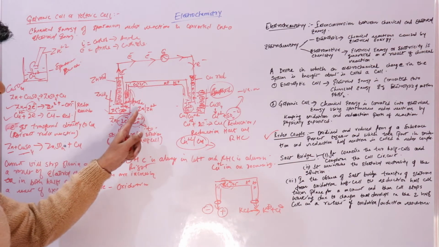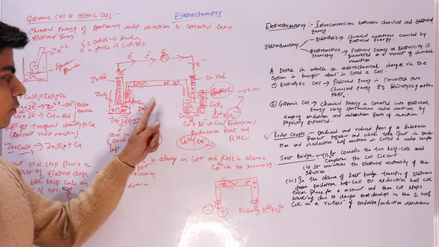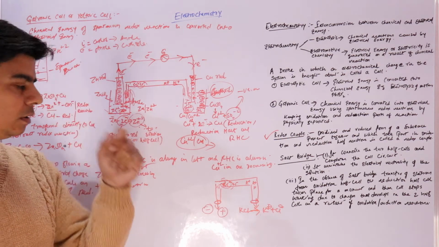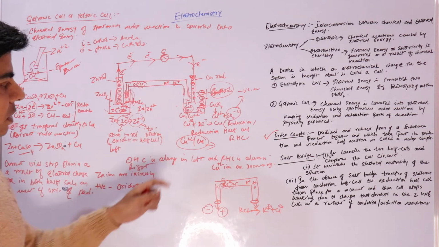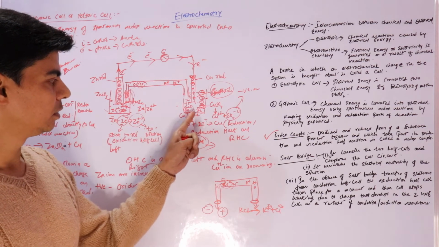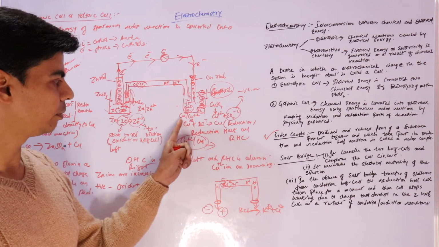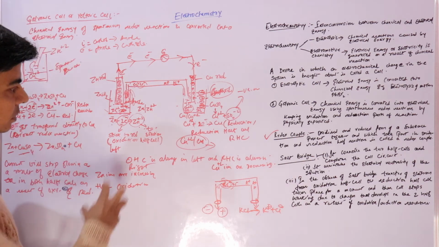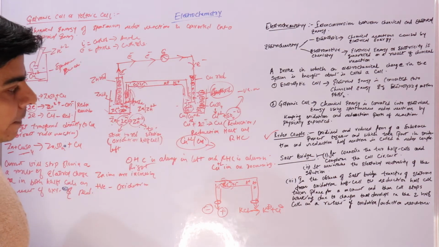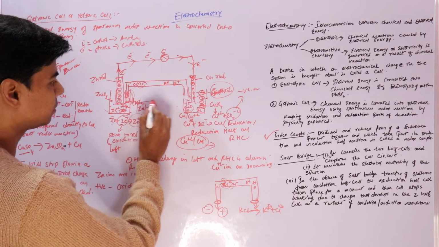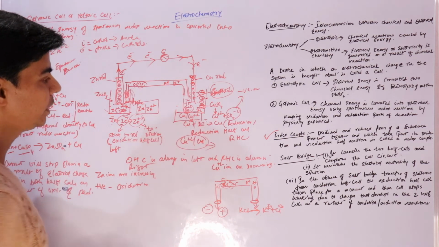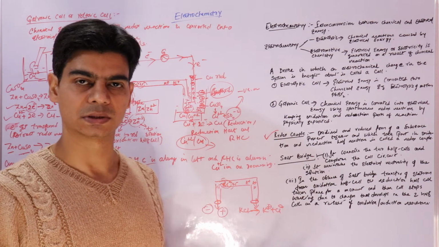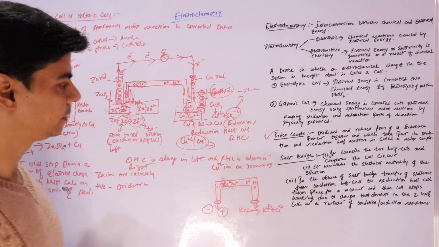So zinc is the reduced form of zinc ions, and zinc ions are the oxidized form of neutral zinc atom. Similarly, here copper metal is the reduced form of the copper ion, and the copper ion is the oxidized form. So these are called redox couples. This is a redox couple, right, and this is again a redox couple. A redox couple is where we have the oxidized and reduced form of the same substance together.